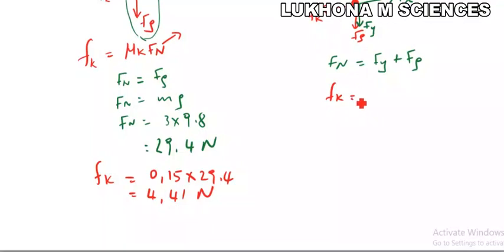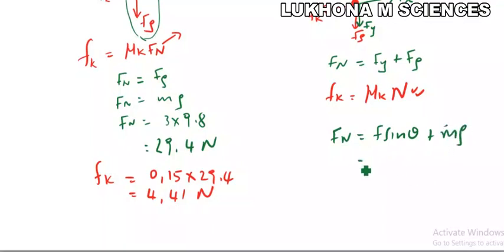Fk is equal to mu k times the normal force, which means we need to calculate the normal force for this block. I already read the formula that you can use. The upward forces are equal to the sum of the downward forces, which means the normal force in this case will be equal to Fy. Fy is F sine theta plus Fg, which is mg.